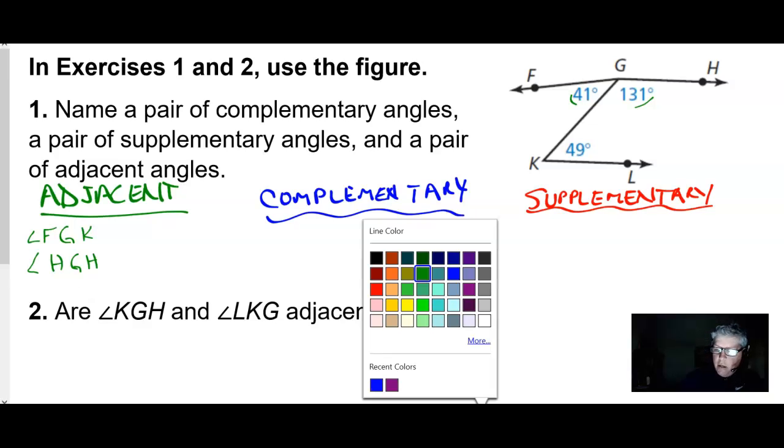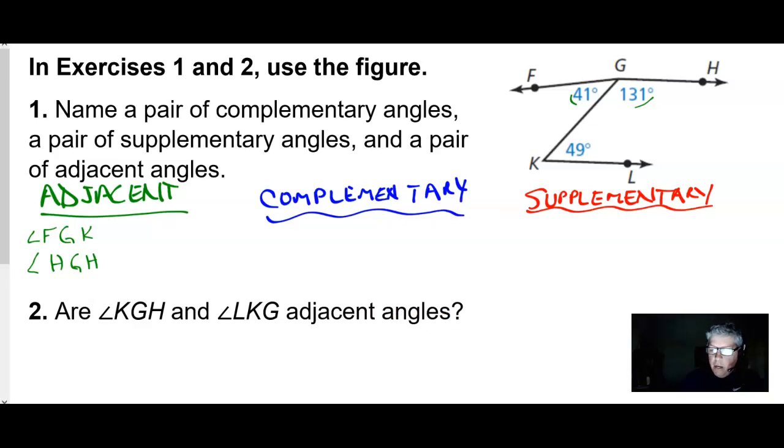All right. So we're moving to complementary. Two angles that add up to 90. Hey, I noticed that 41 plus 49 equals 90. So a lot of times you have to look and find these. 41 is going to be angle FGK, and the 49-degree angle is angle GKL. So that angle and that angle are complementary.